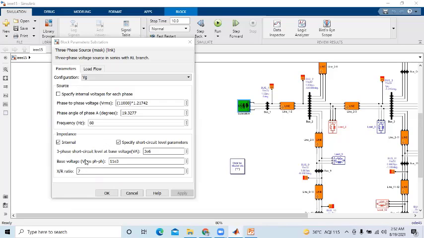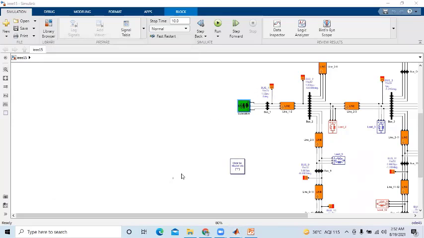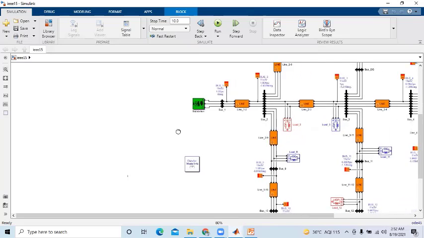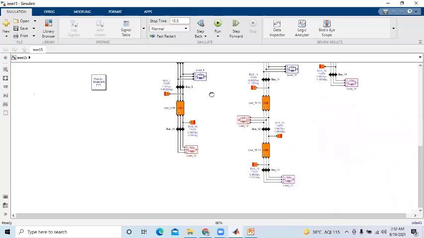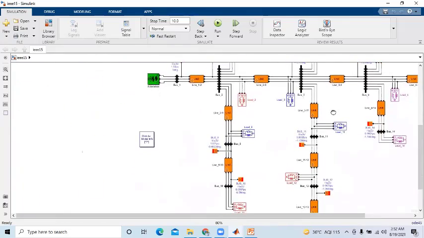The base voltage has been taken as 11 kV, and the H bar ratio for this is taken as 7. For a load flow, this generator type has been considered as a swing generator, swing bus. Therefore, bus number 1 is considered as the swing bus in this case. Similarly, for the load flow, this is a 15 bus system which has been created.